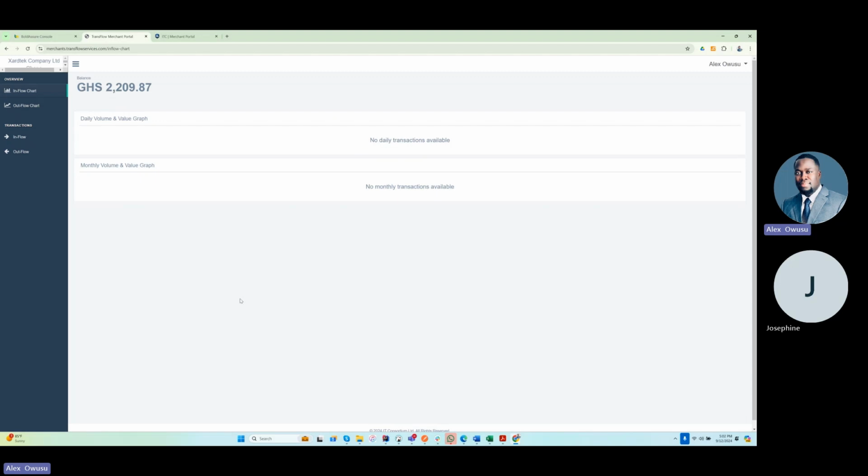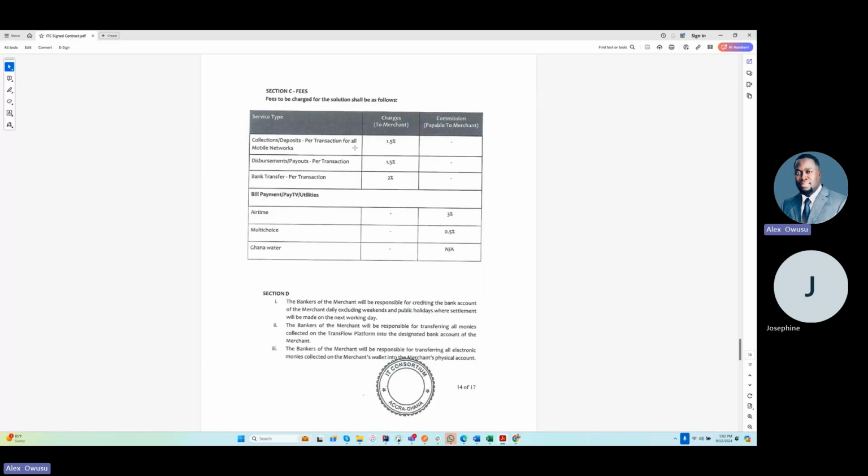I can't show it because we are presenting the screen and we are recording the sessions. I don't want to show the sensitive password and username and everything. But basically, when you log into the Transflow portal, they have the inflow and outflow. So inflow is all collections, right? That is the 1.5%. And outflow, I believe. So this is it. So inflow, you'll find all inflow here. That's the 1.5.